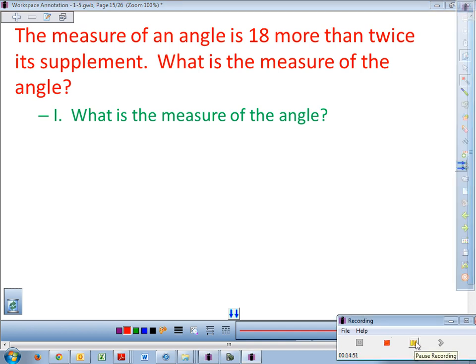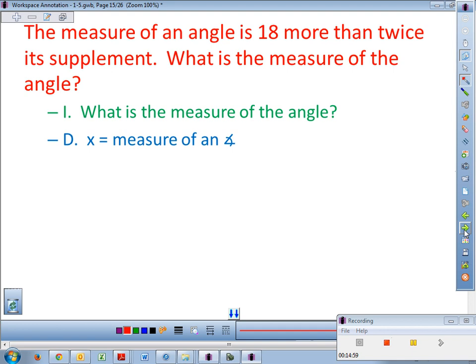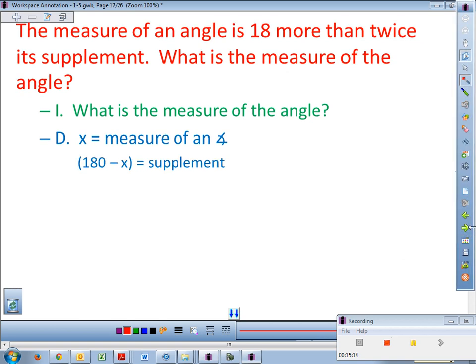D stands for define what you know. There will be 2 things. What is the first thing that we will define? Since we don't know the measure of the angle, we will define x to be the measure of the angle. That's the first thing. There will be a second thing also. We have to find the word either complement or supplement in these problems. This one is about a supplement. So if our angle is x degrees, what is the supplement going to be? 180 minus x equals the supplement. Two things to define.